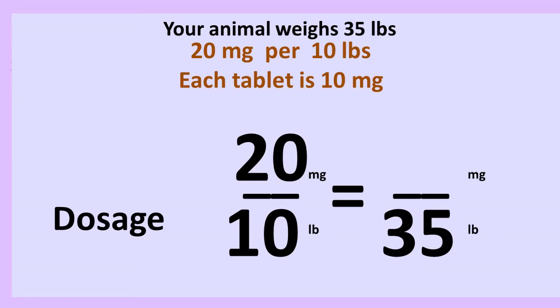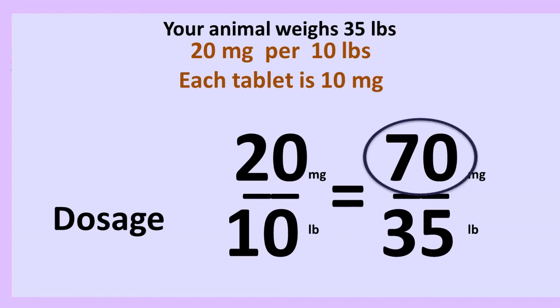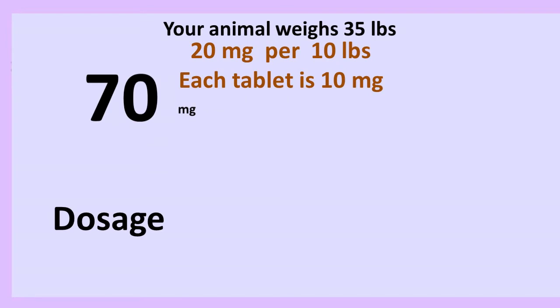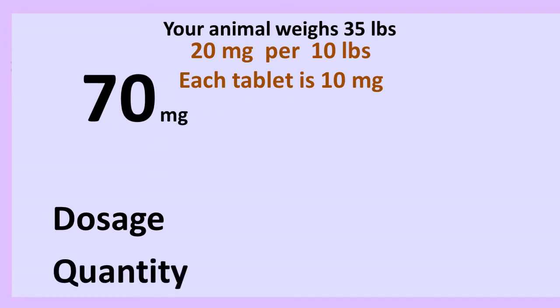Now multiply the 2 diagonal numbers and divide by the odd one. And what did you get? We need 70 milligrams. Now that we have that number, we save it. This is the number you carry through to the next step. Now we need to figure out the quantity.